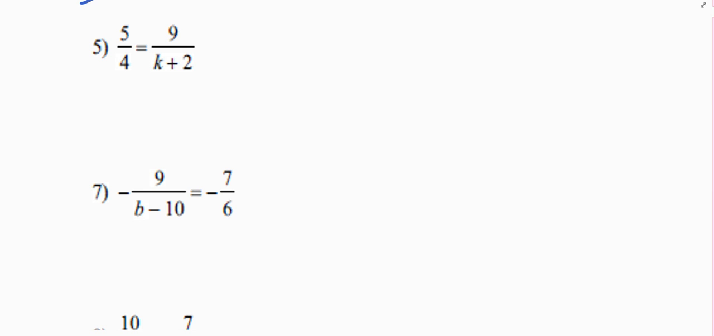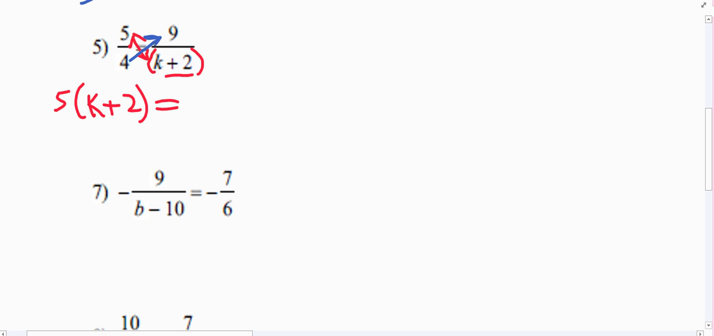Okay, number 5, you see a difference here is that you don't just have the variable k here in the denominator, you have a k plus 2. So what I like to do is just to sort of put a parenthesis around there, just to illustrate the fact that whenever I cross multiply, I'm multiplying 5 by k, but I'm also multiplying 5 by 2. So each member inside of this denominator gets 5 multiplied by it. So we have 5 times (k plus 2) equals, and now we're going to cross multiply the other fraction part, 4 times 9, which is 36.